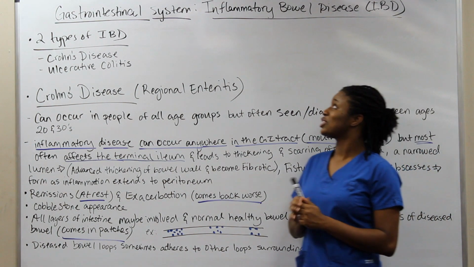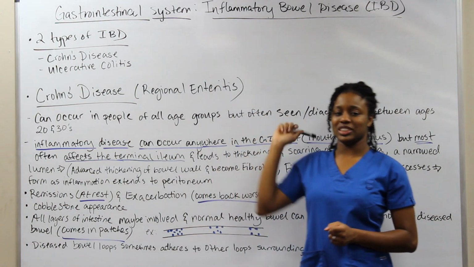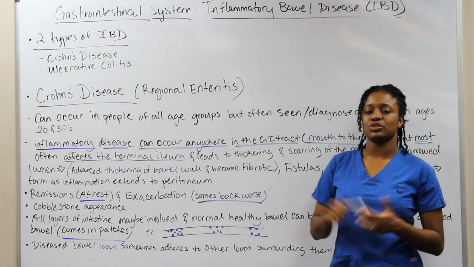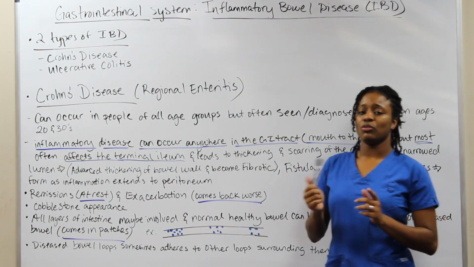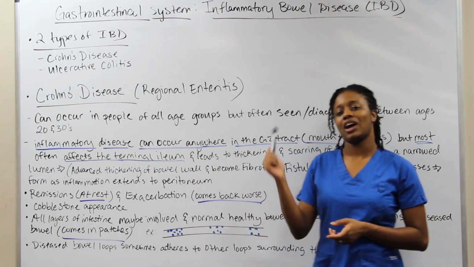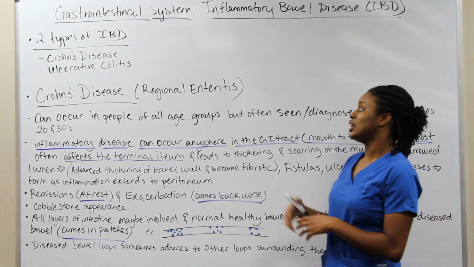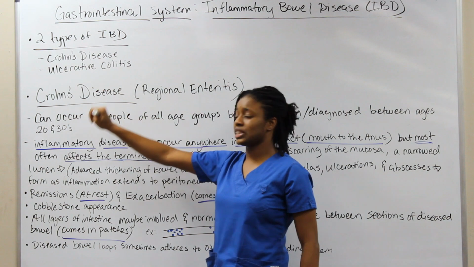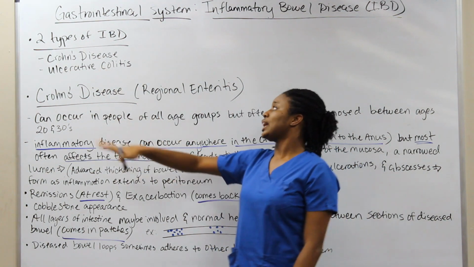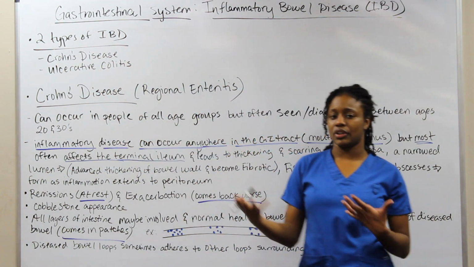So as you can see, today we're going to be talking about inflammatory bowel disease. And I know it sounds very similar to irritable bowel syndrome, but they're two different things, okay? One is called IBS. This is called IBD. All right, so this consists of two different types of diseases, Crohn's disease and ulcerative colitis. They have differences, but they also are very similar.